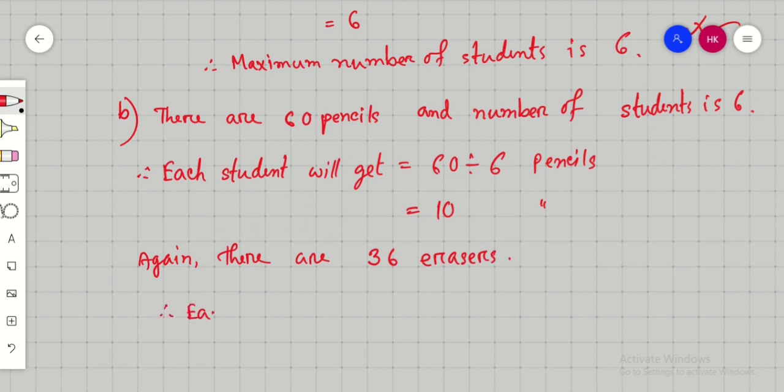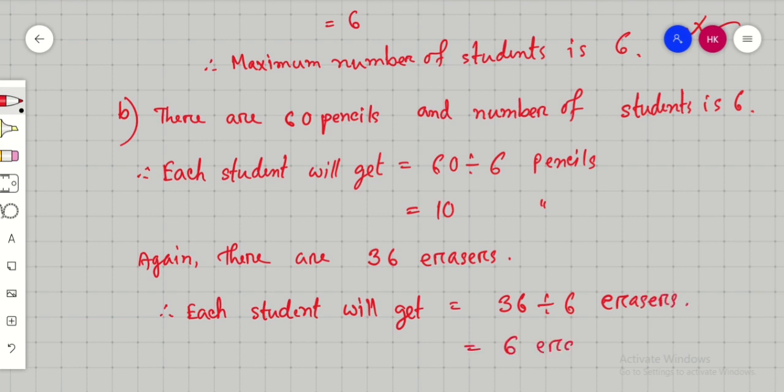Therefore, if you are asked to find the number of items each student will get, then you just divide the total number by the number of students or families. Each student will get 36 divided by 6 erasers. That means 6 erasers, which completes question number 3.